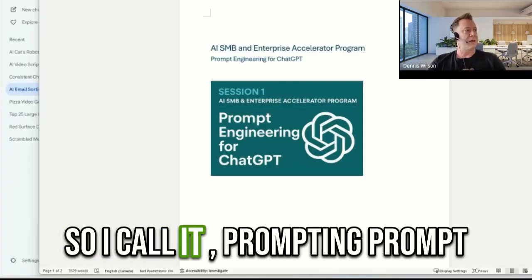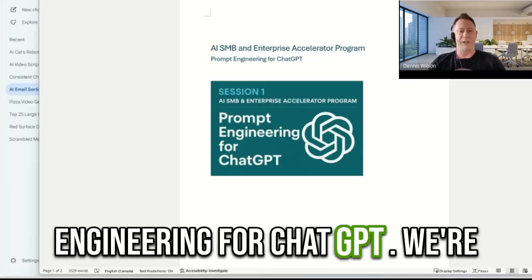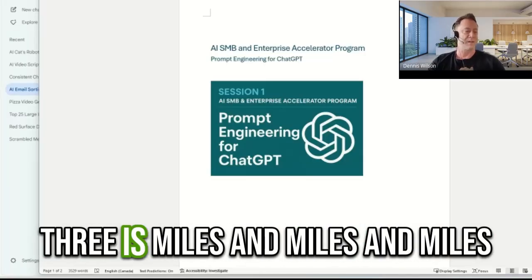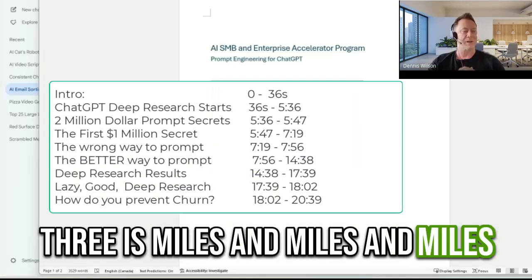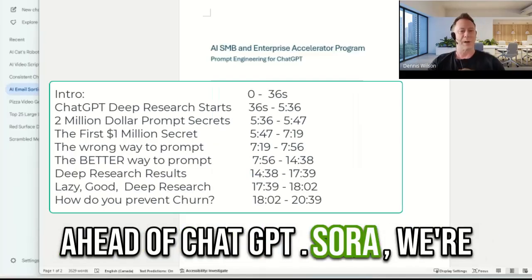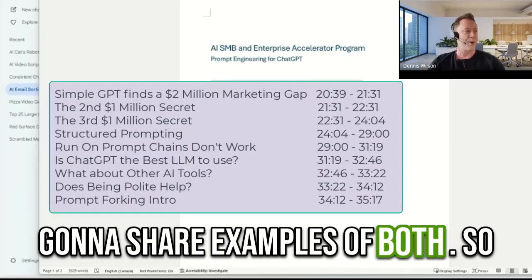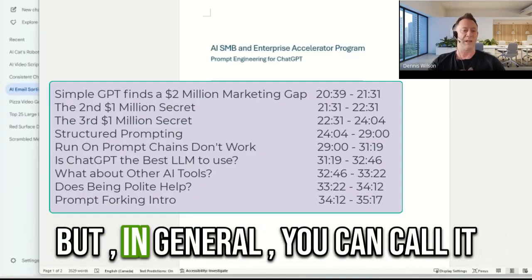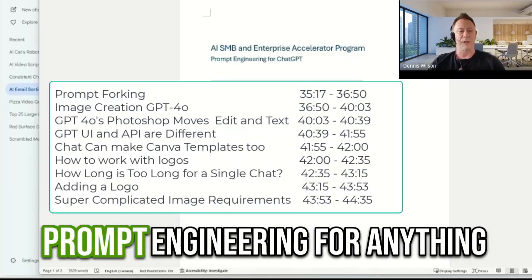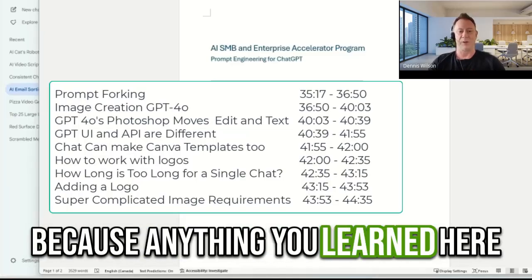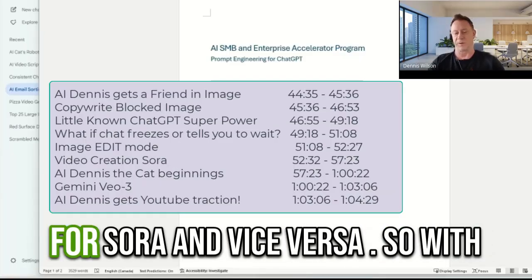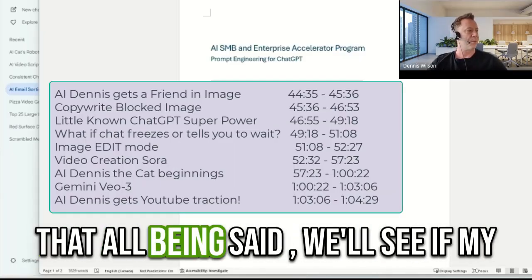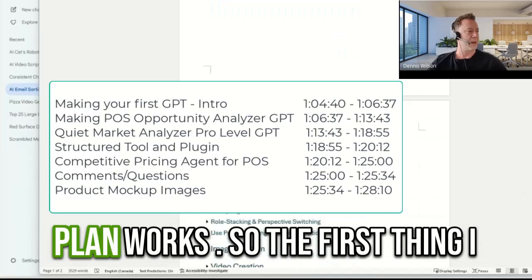So I call it prompt engineering for ChatGPT. We're going to cheat a little bit because right now in the video space, VO3 is miles and miles and miles ahead of ChatGPT Sora. We're going to share examples of both. So there are cases where I'm going to leap out to other things, but in general, you can call it prompt engineering for anything, because anything you learned here that works for VO is going to work for Sora and vice versa. So with that all being said, we'll see if my plan works.